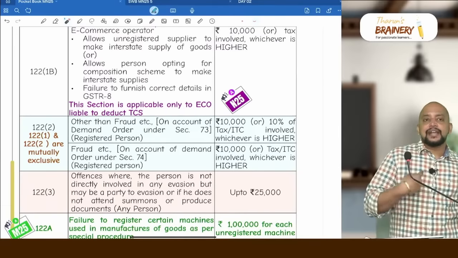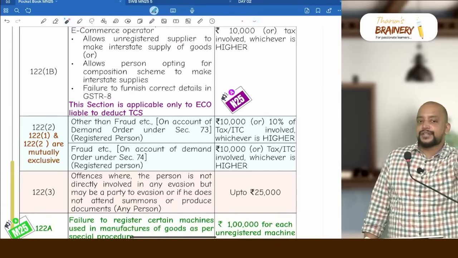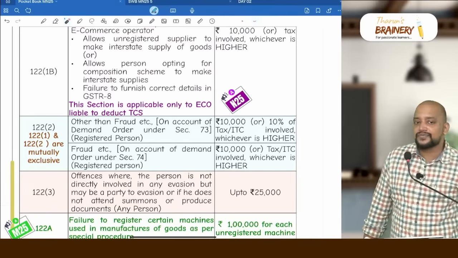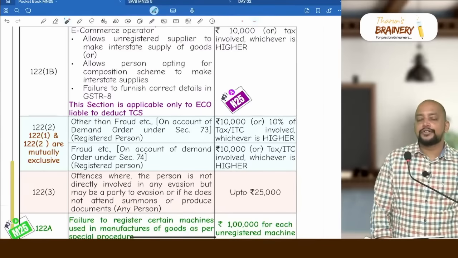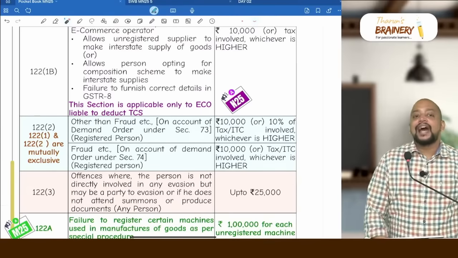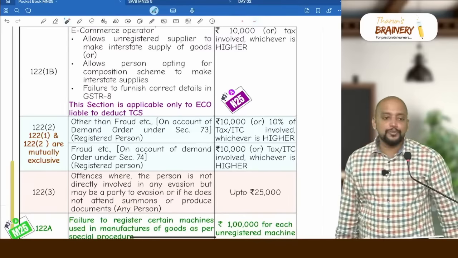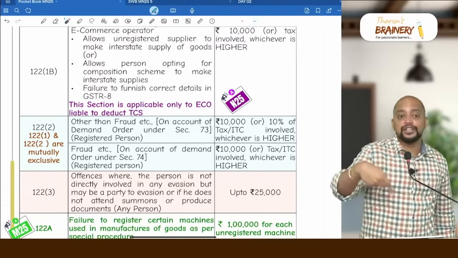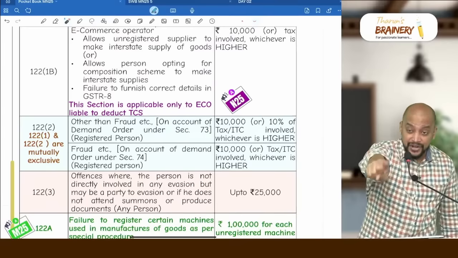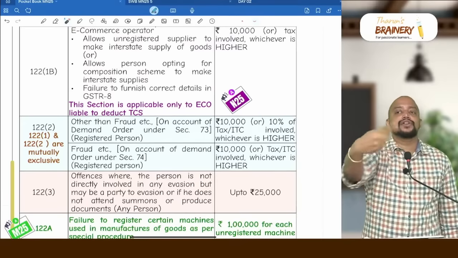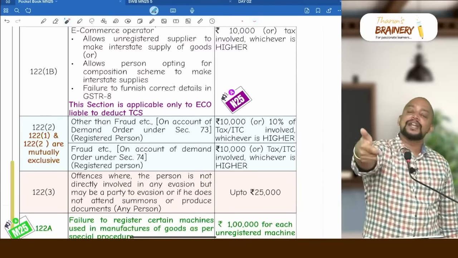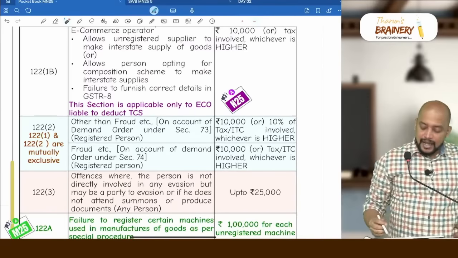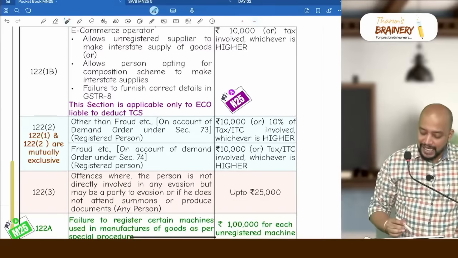Then I am a registered person, you are unregistered person, and I am making sale to you without invoice and you did not ask for invoice. You are telling, okay sir, you don't have to give invoice, and you made the cash payment, and this transaction department came to know. On me, invoice default under 122 subsection 1, supply without invoice. On you, unregistered person, you should have demanded the invoice, you did not demand the invoice. On you, penalty will be 122 subsection 3. Okay, that is this. Up to 25,000 rupees will be the penalty.